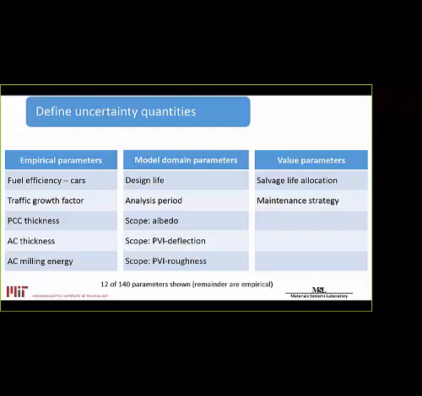So I'm showing here 12 different parameters, but there's a whole bunch more. We had 140 total. All the rest of them are empirical. But when I talk about developing scenarios, basically what we do is we characterize uncertainty in all the empirical parameters using probabilistic approaches you would expect. But when we develop scenarios, we're going to specifically look at choices that are made in these model domain and value parameters. And that's going to influence exactly which kind of scenarios we want to analyze. And like I mentioned earlier, we want to look at those scenarios versus parameters.